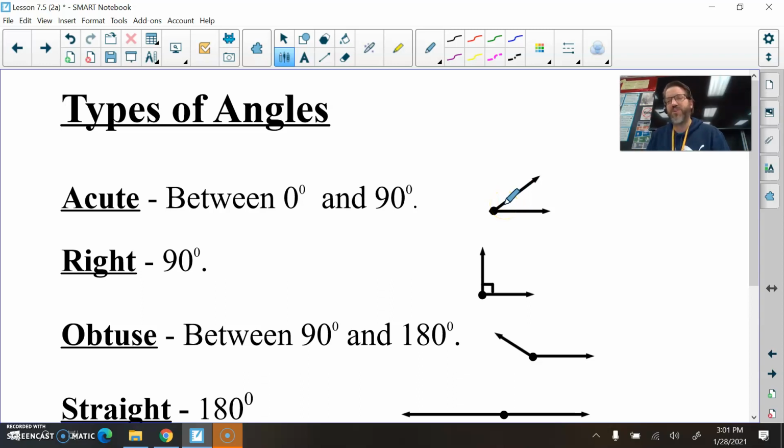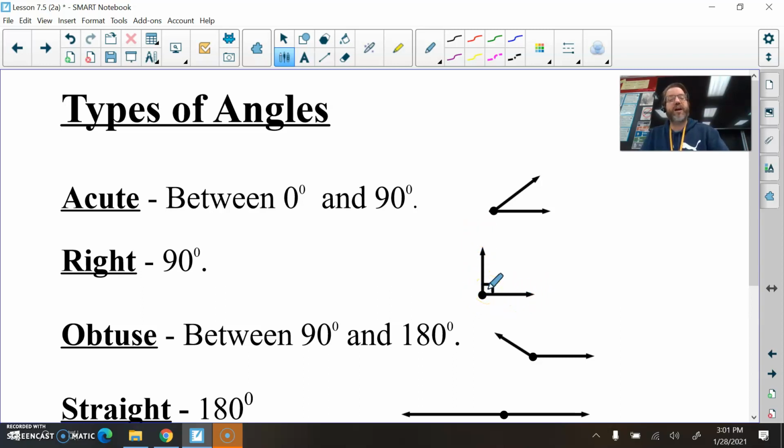Aren't things that are small cuter? You look at that and you go, "Oh, that is a cute angle." I don't know why we think things that are smaller are cuter, but we always do. All right, so an acute angle is less than 90 degrees. It's between 0 and 90 degrees. A right angle is exactly 90 degrees.